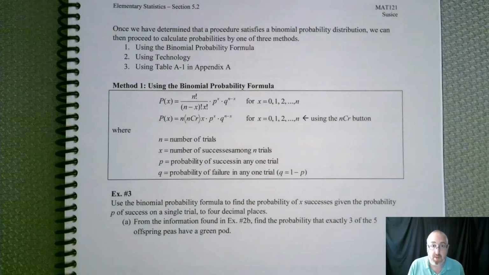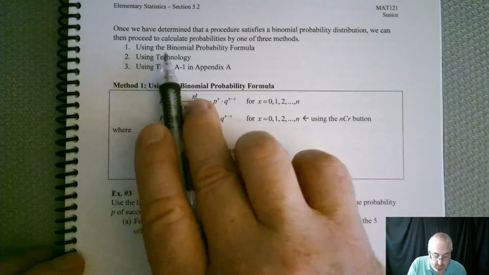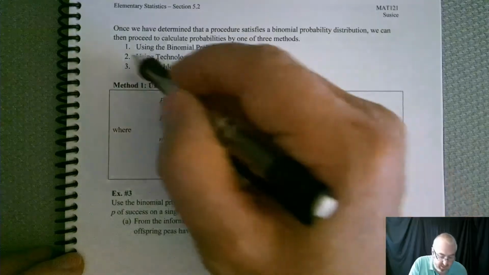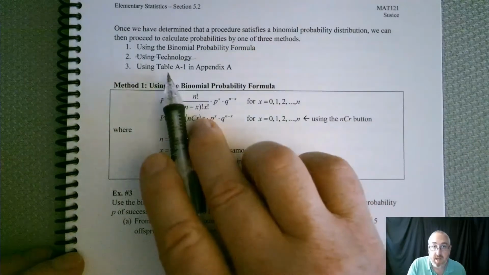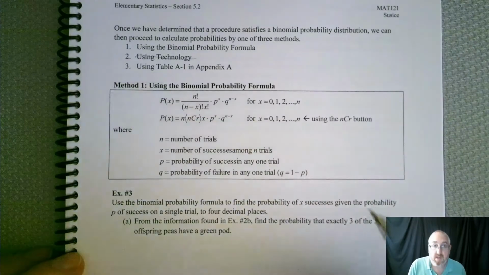So there's two methods we're going to be looking at. Even though there's three listed here, we're only looking at two. So we're going to be using the binomial probability formula. We're not going to be using technology, unfortunately. And then we're also going to use a table in the back of the textbook, so we'll take a look at that as well. Now the first thing is the formula.